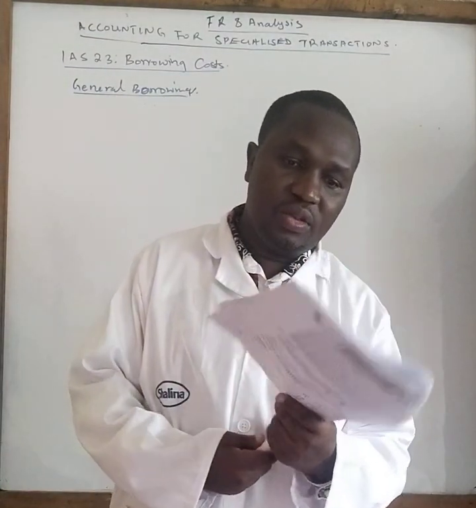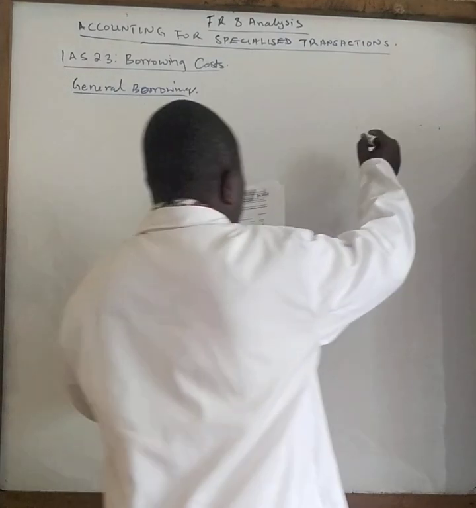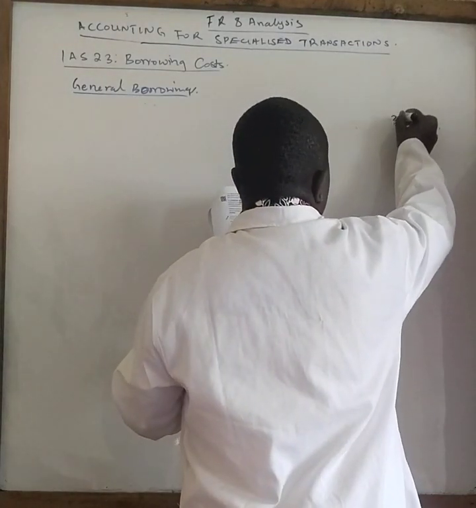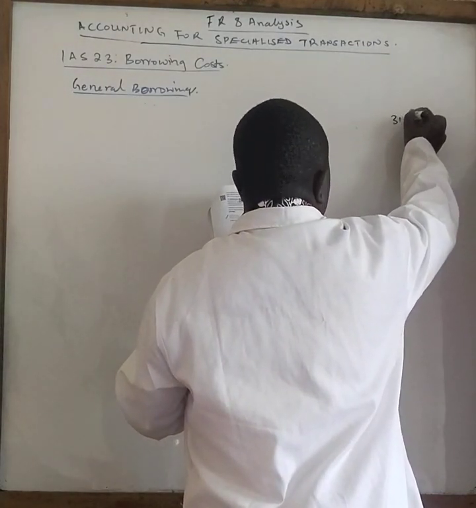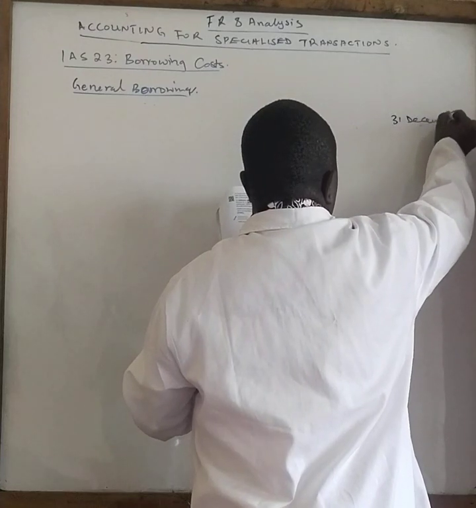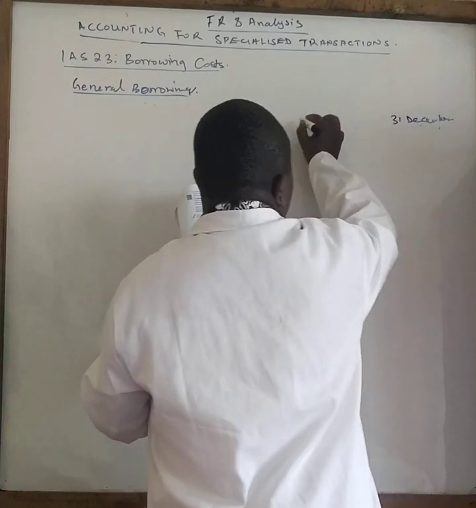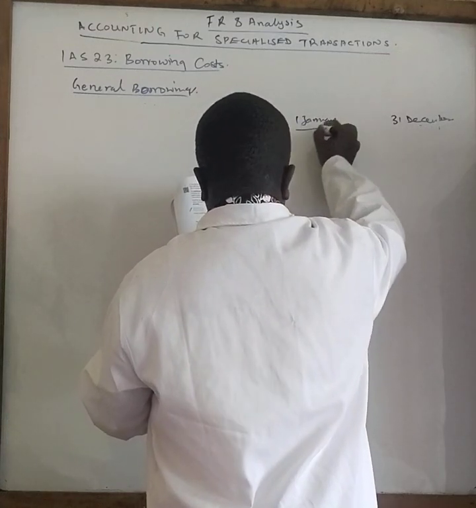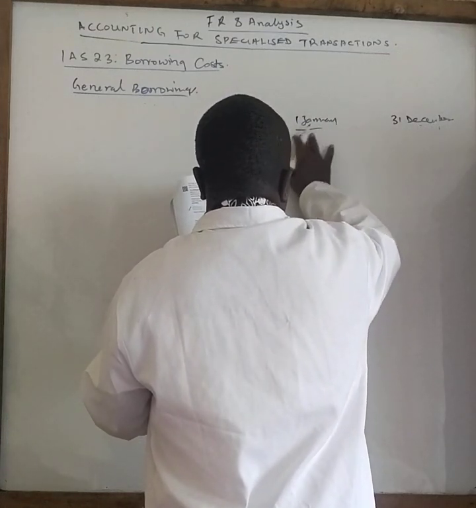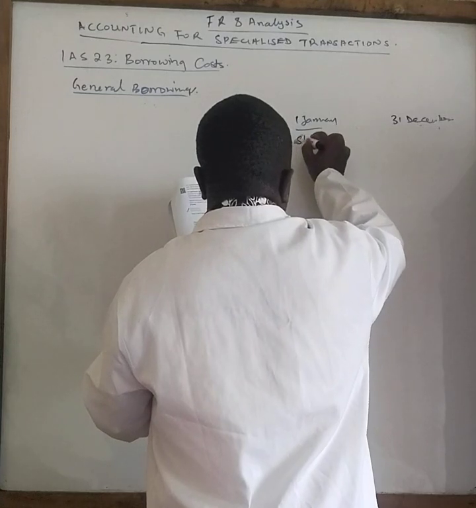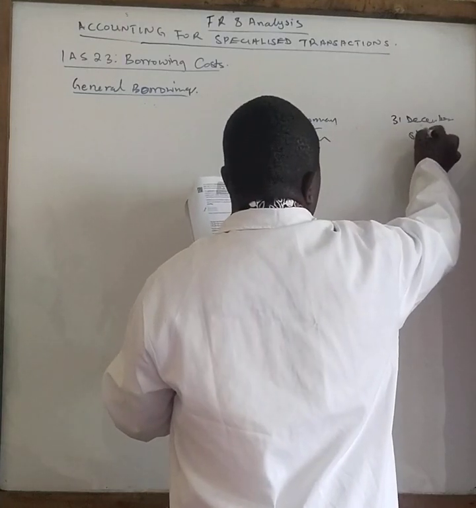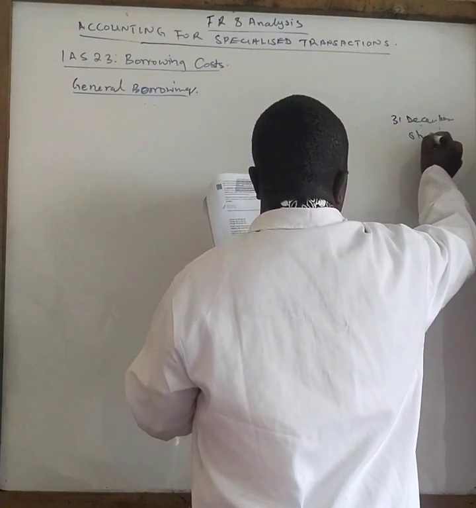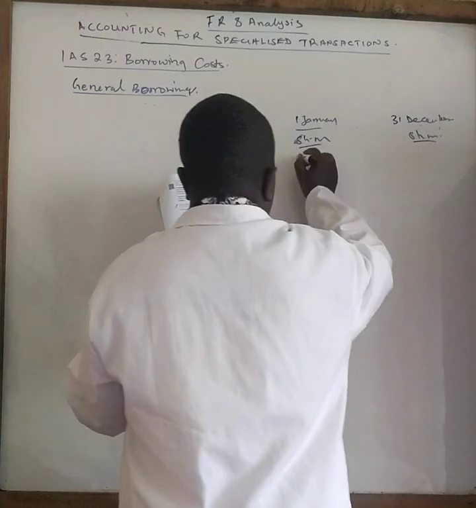So we have this information here. We have been told this is 31st December 20x6. Then we have 1st January. So this one is 20x6, correct? It is in millions here, in millions there, like that. So we have 120.